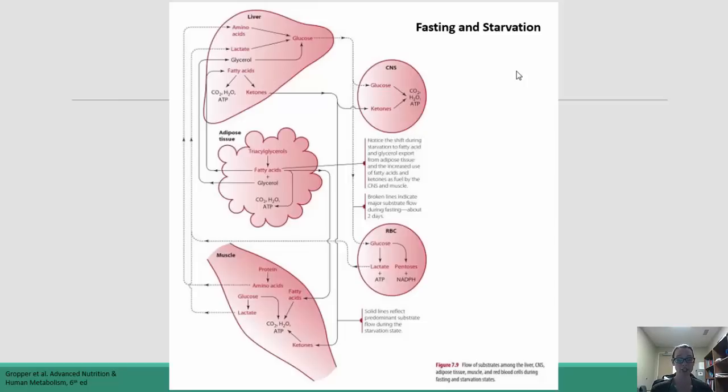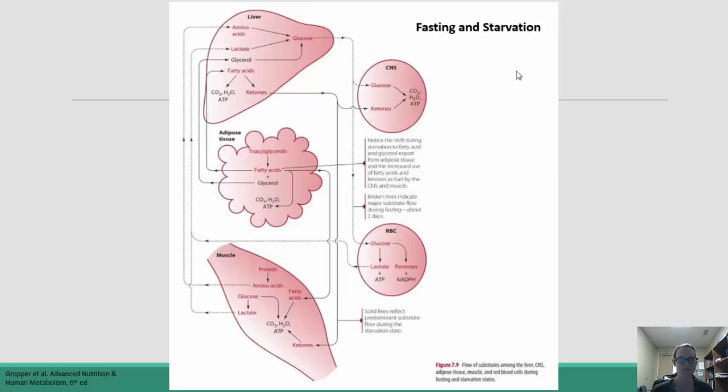And then at this stage 2, ketogenic amino acids are converted to ketones, basically providing energy to tissues that can rely on ketones. So it's being glucose sparing basically at that point.